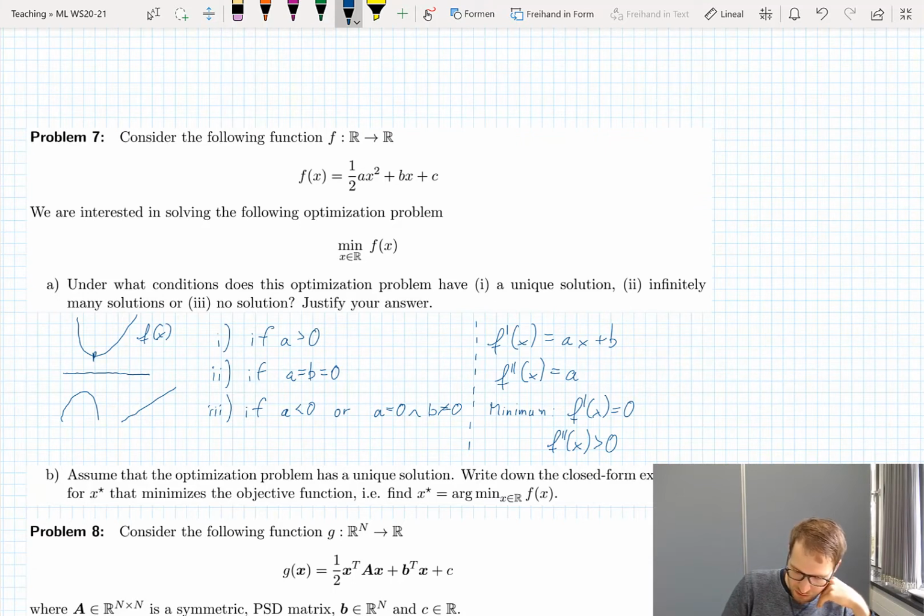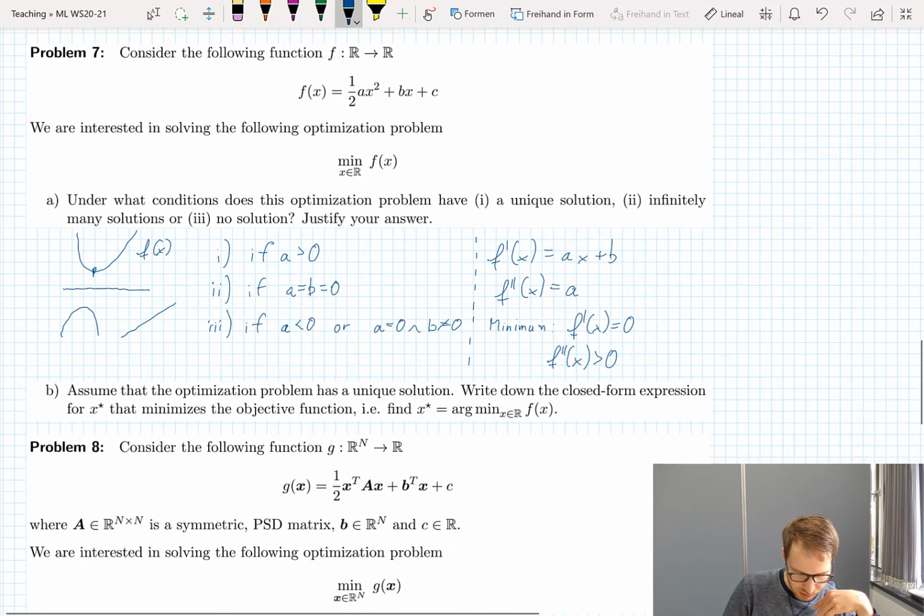You can make further statements like this and say, hey, if the second derivative is 0, then you have a saddle point, and if it's smaller than 0, it's a maximum. If the first derivative is 0, of course.